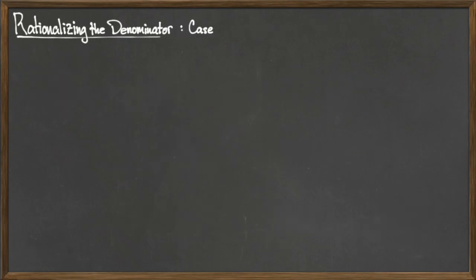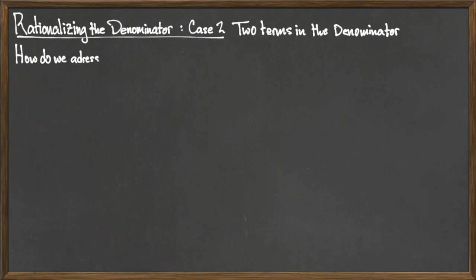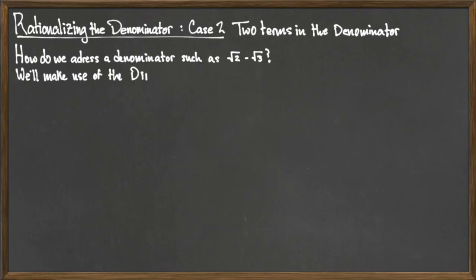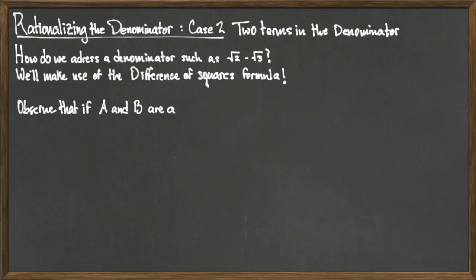In the next case, we're going to look at what happens when I've got two terms in the denominator. This might look like a sum or a difference, for instance, square root of 2 minus square root of 3. Let's do a little background information first. We need to understand something known as the difference of squares formula.